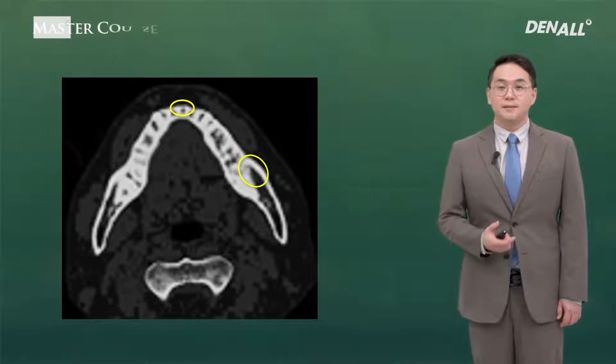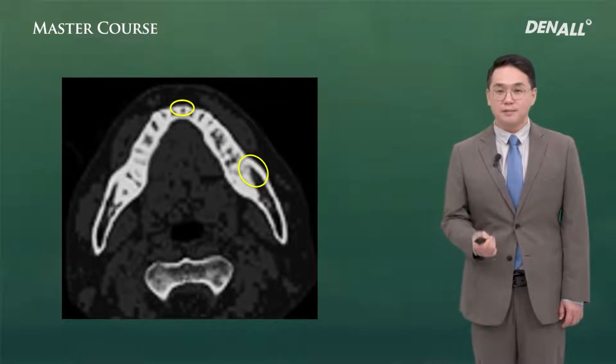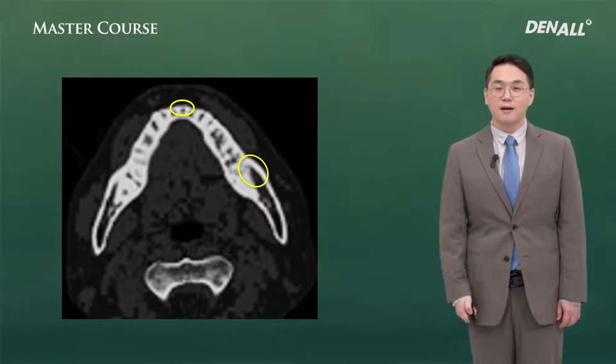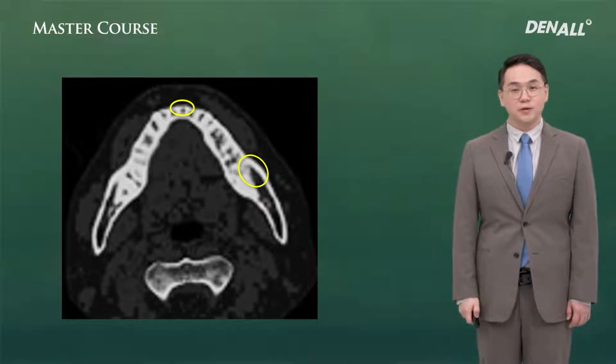So at the symphysis or chin, do not go to the full depth and stay within the cortical bone. In the ramus, there's no problem if you go to the full depth.